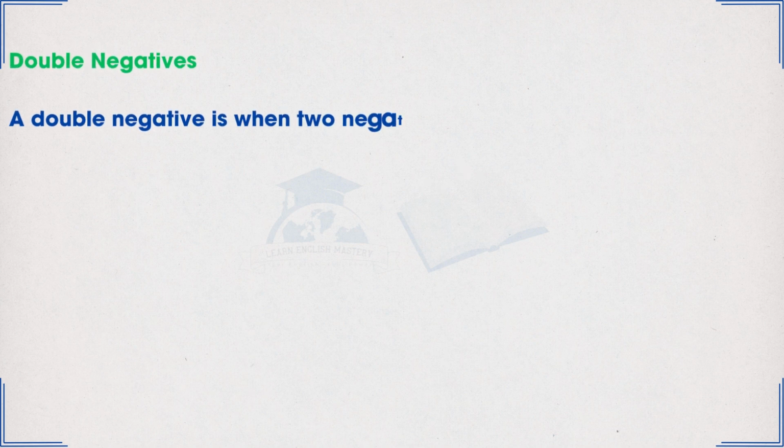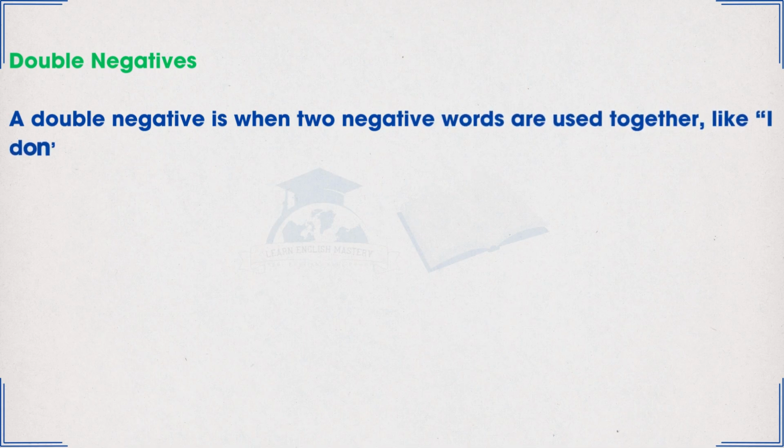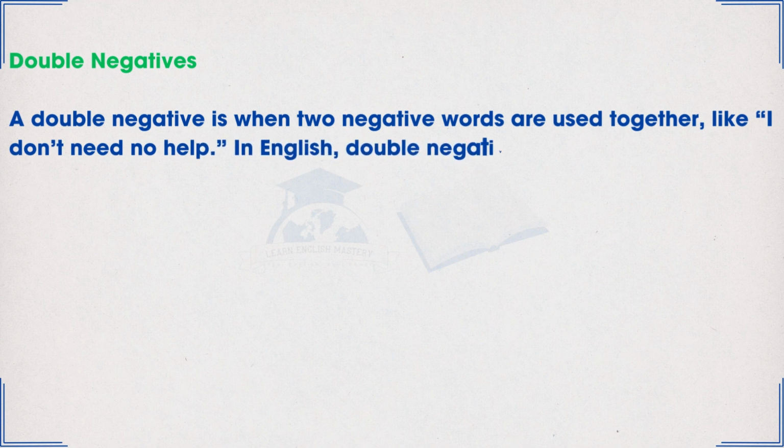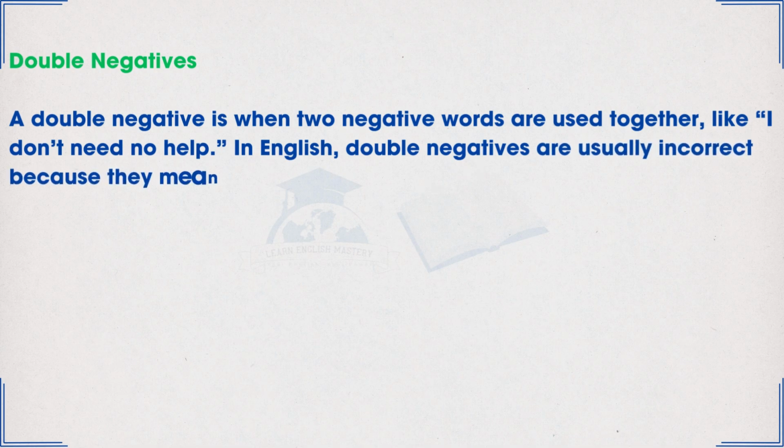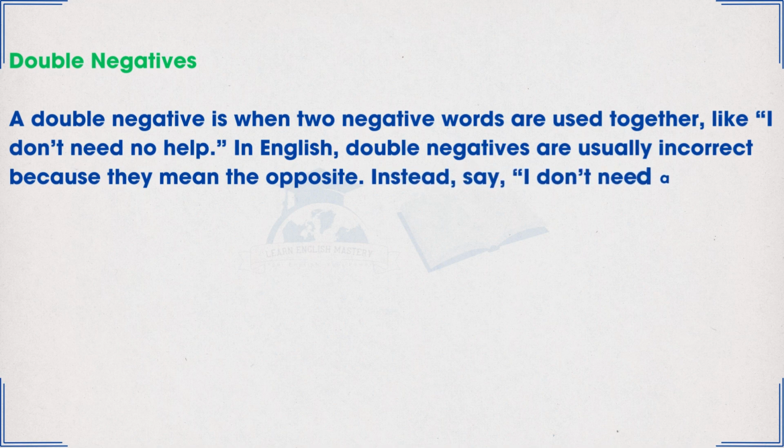Double negatives. A double negative is when two negative words are used together, like, I don't need no help. In English, double negatives are usually incorrect because they mean the opposite. Instead, say, I don't need any help.